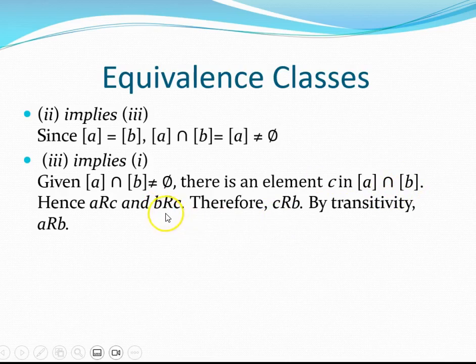Therefore, c R b, and because R is symmetric, and by transitivity from this a R c and this c R b, we conclude that a R b. But this is just property 1.